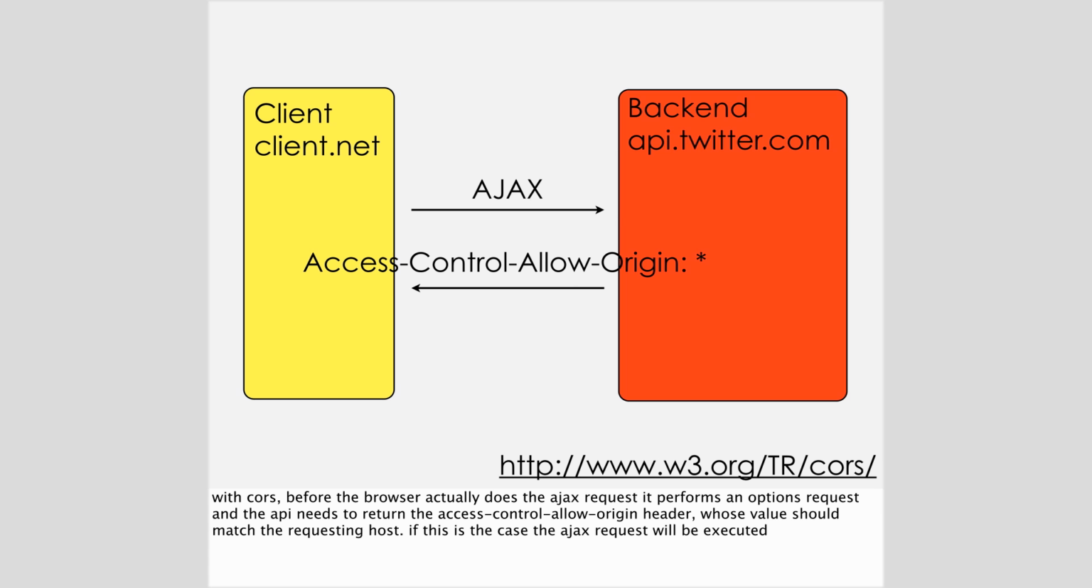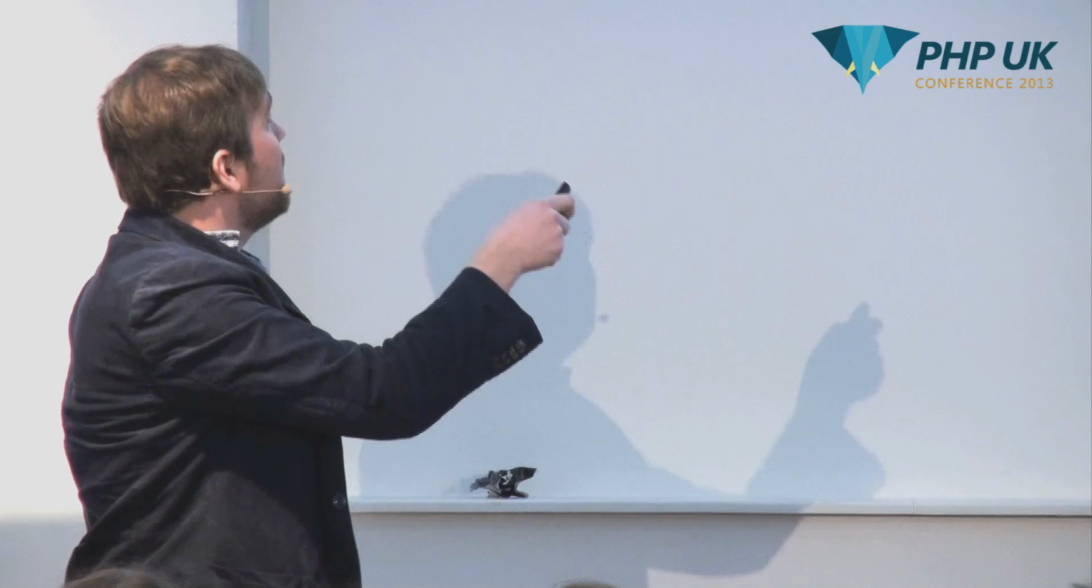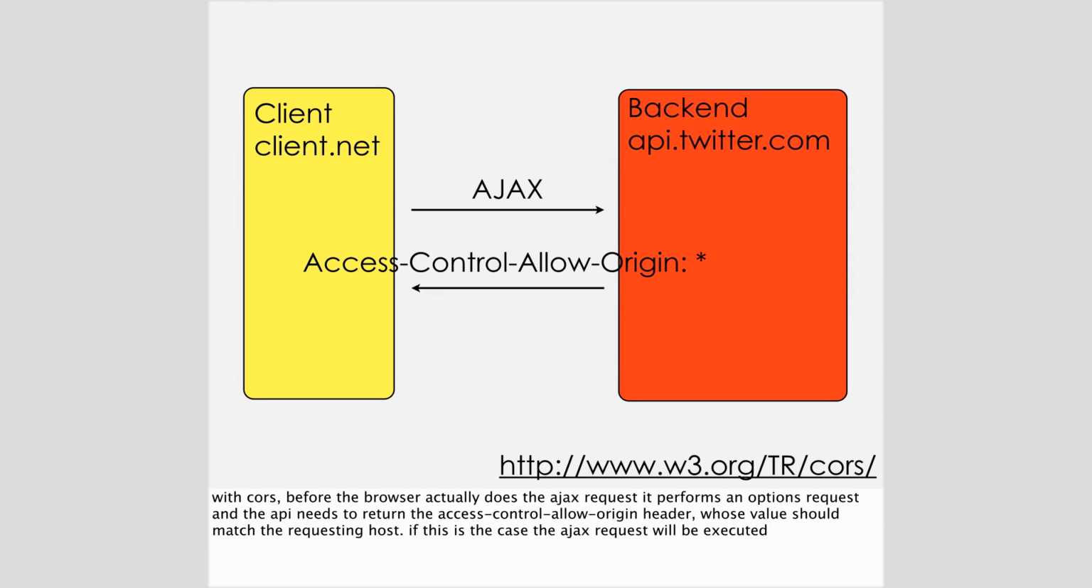I also can put in other restrictions, like which headers are allowed, so I could say, okay, you're not allowed to send any cookie headers, for example, or which methods are allowed on this resource. But this is sufficient. If the value matches, the AJAX request is actually performed. If not, the AJAX request is not done and you don't get back any data.